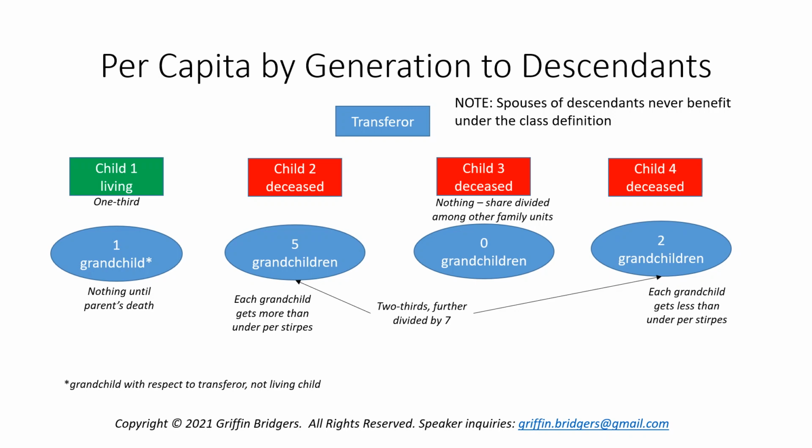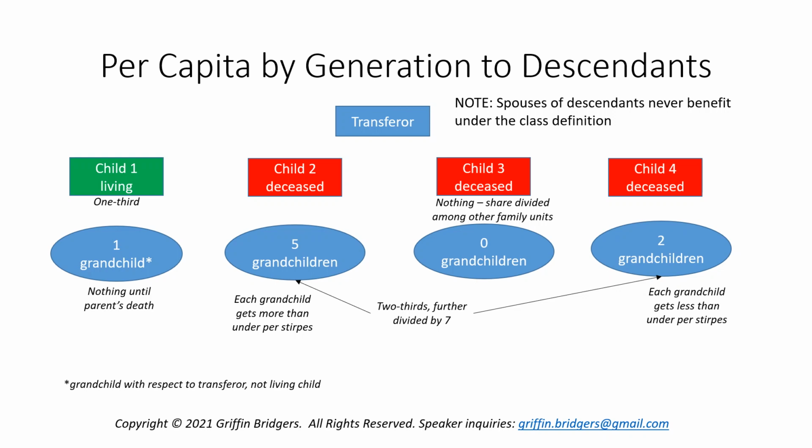Compare that to per capita by generation to the transferor's descendants. We have the same setup here, but now instead of looking at family units where 1/3 goes on, we first determine not by family unit, but by representatives who are living in the first generation. And we see that there could be 3 potential family units here with takers. So we still have a 1/3 analysis, and child 1 still gets a 1/3 share. Their grandchild gets nothing until child 1 is deceased.